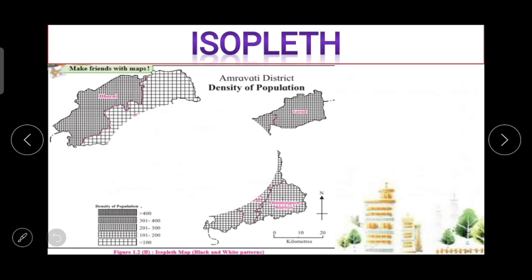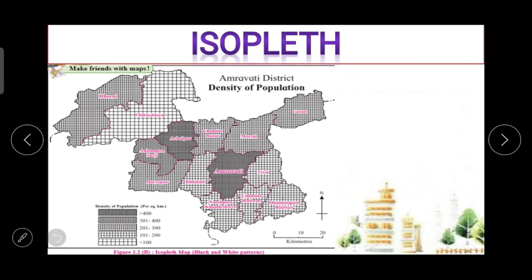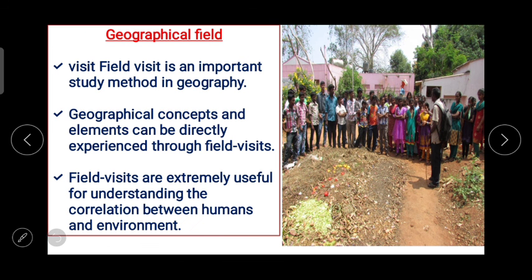Same we have figure 1.2b, isopleth map, density of population. And then the next thing, you people now can differentiate between the dot method, choropleth method and isopleth method. And now one thing which is given in our textbook about geographical field visit.